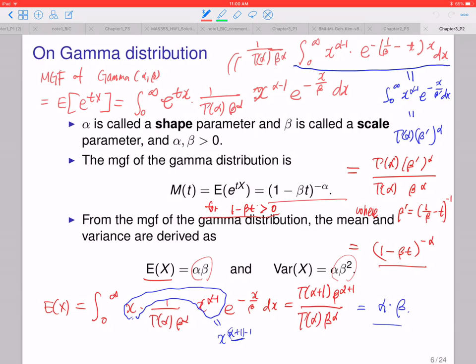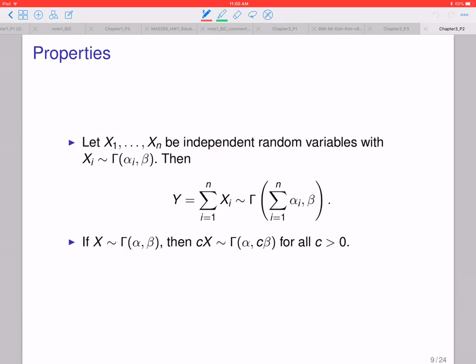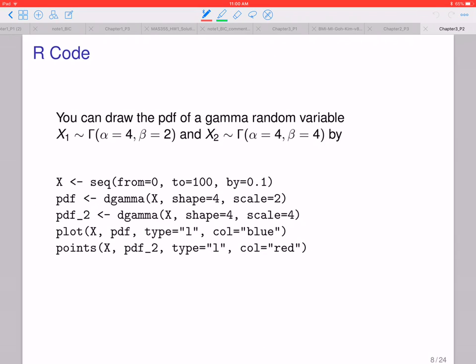So the gamma distribution has this form. The PDF is x^(alpha-1) e^(-beta x). If alpha is 1, the form is something like this. The shape changes with this parameter, and the larger the alpha, the more skewed it is. You can read this document, R code, if you're interested.